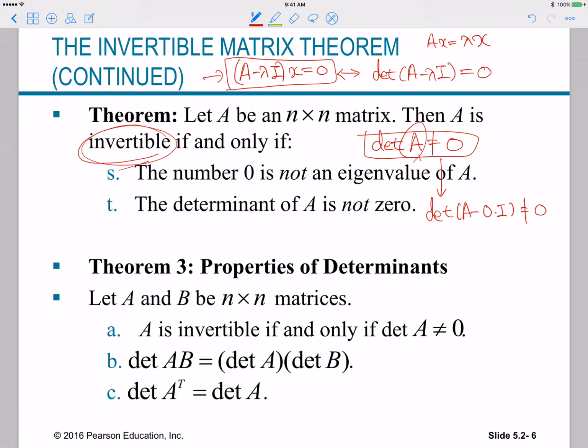So the determinant of A can be rewritten as A minus 0 times I. So in this case, this is when lambda is set as 0. And when lambda is set as 0, the determinant of this particular homogeneous linear system will not be 0, and thus it will only have trivial solutions. So there should be no non-trivial solution, right? Because this part is completely invertible, because it has a non-zero determinant. So that means when lambda is zero, that cannot be an eigenvalue. So the number zero is not an eigenvalue of A.